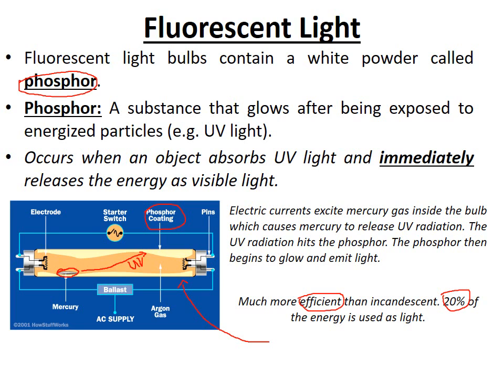Now, the thing with fluorescence is that as soon as the phosphor absorbs the UV light, it immediately releases its excess energy as visible light. And we'll see why that immediately is important when we get to our next method of light production.